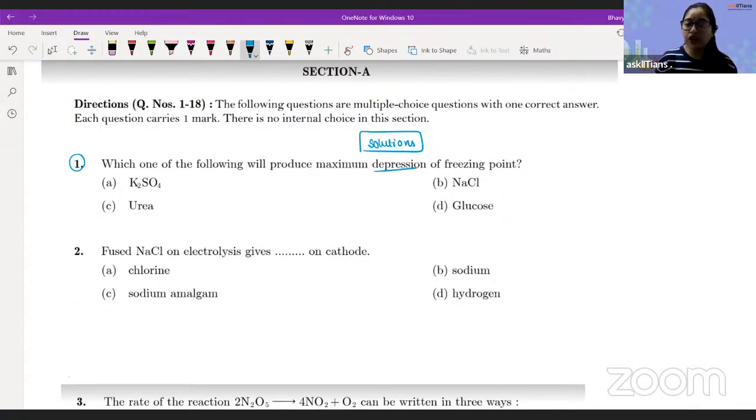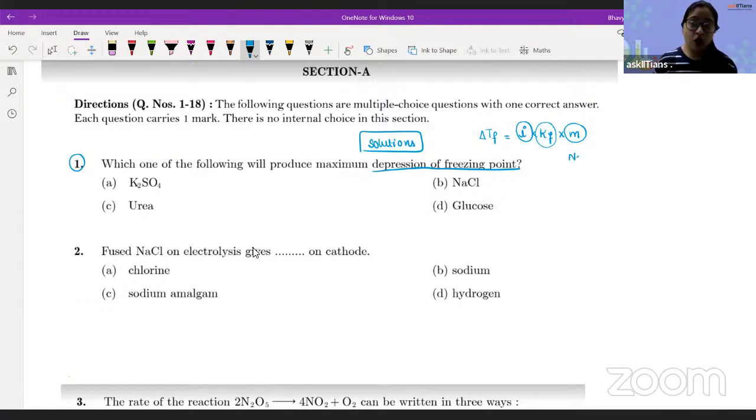Now, when I say depression of freezing point, you know that delta Tf is equal to i into Kf into m. Kf is the freezing point constant, m is the molality, and i is the van't Hoff factor. Now, why do I know that I have to use the van't Hoff factor? Because if I see option number 1 and option number 2, they are electrolytes, whereas C and D are non-electrolytes.